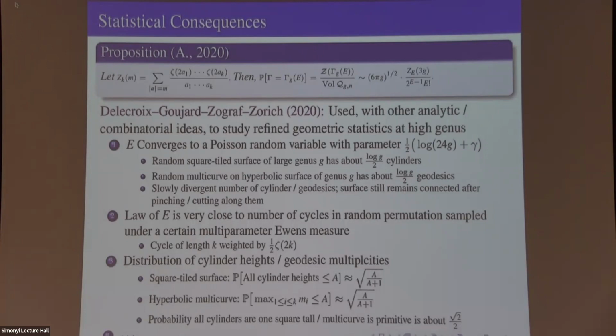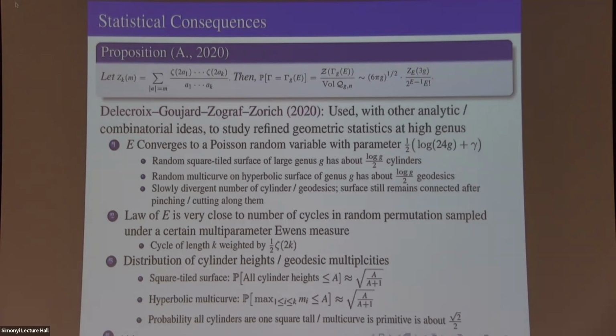Another curious fact is that the law of E, which I said was a Poisson random variable, can actually be computed up to a higher order expansion. You'll see that it's very, very close to the number of cycles in a random permutation, where that random permutation is sampled under something called an Ewens measure, which basically means that you weight cycles of length k by 1/2 times zeta to the 2k. Okay, so there are other consequences that you can get from this.